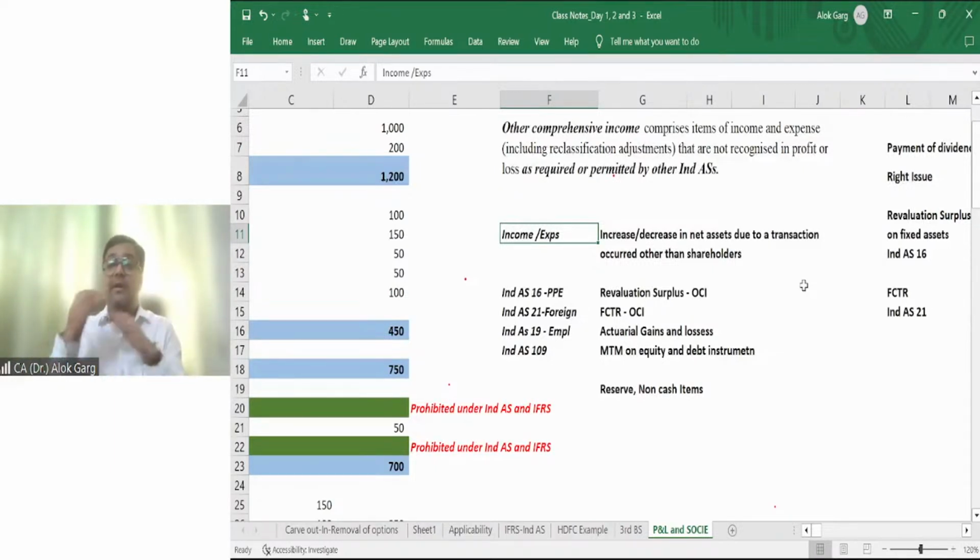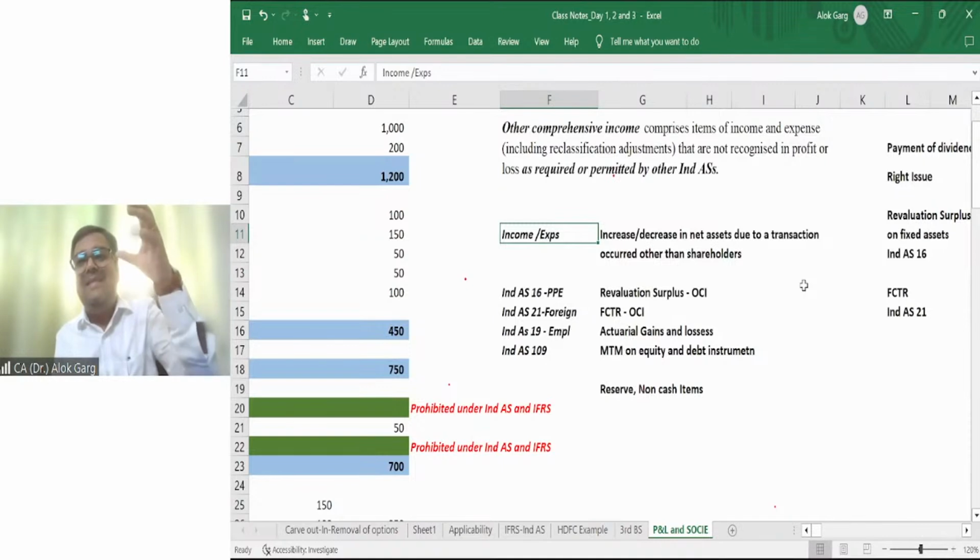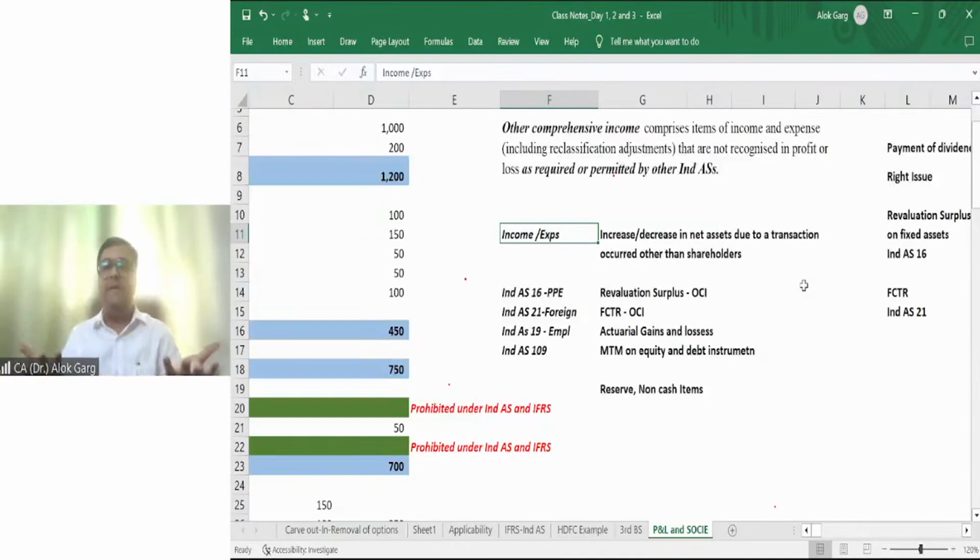So what is income? Income is an increase in net assets due to a transaction happening with a party other than the shareholder. What is expense? Expense is a decrease in net assets due to a transaction with a non-shareholder. Means if a transaction is happening with a shareholder, then whether your net assets are increasing or decreasing, it is not your income and expense.